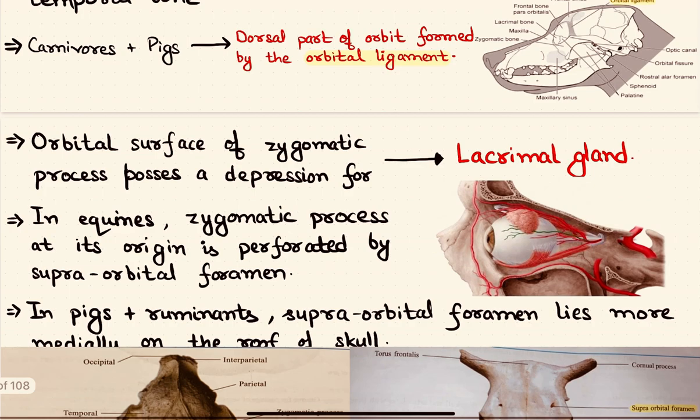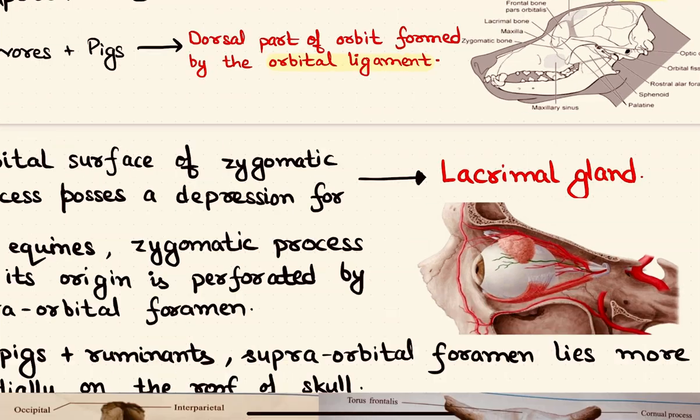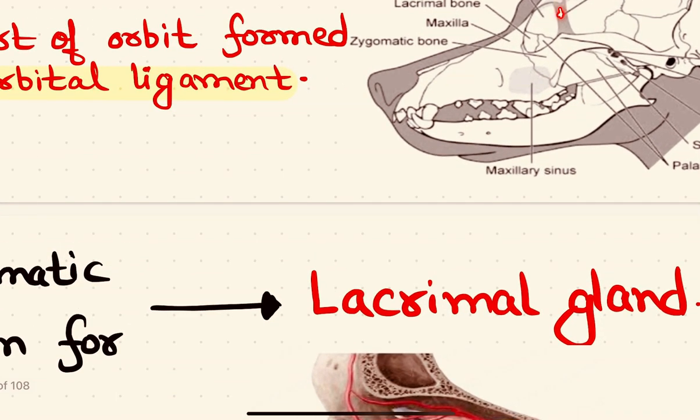So the orbital process of the zygomatic bone, or zygomatic process, possesses a depression. You can see it in the dorsal aspect. This is the dorsal aspect of any animal. In that dorsal aspect, you would have the zygomatic process.